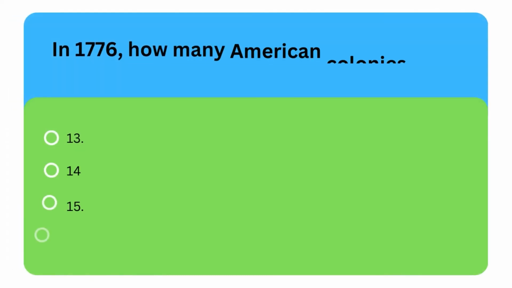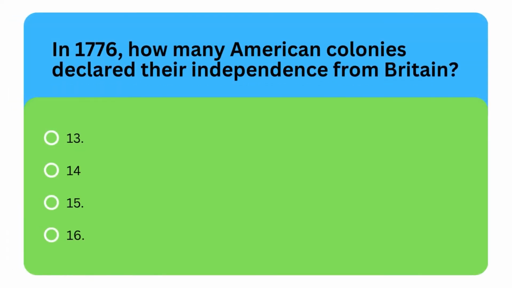Next question is, in 1776, how many American colonies declared their independence from Britain? Options are 13, 14, 15, or 16.